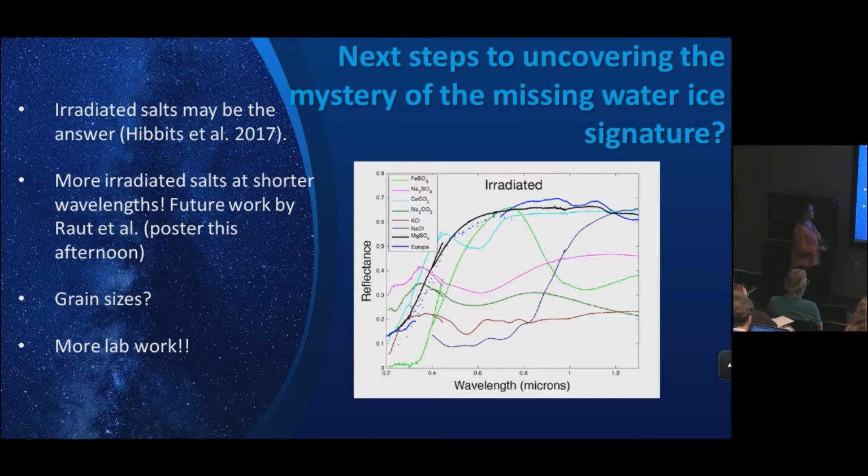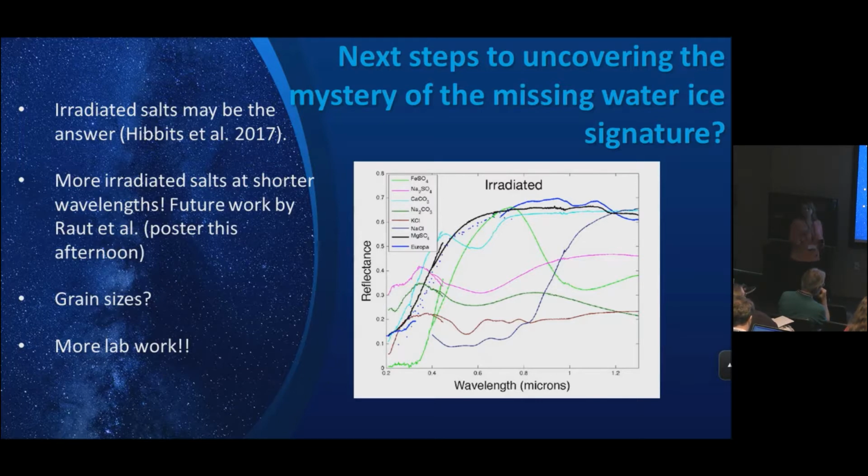Now, does that happen on all the hemispheres? How much radiation do you need? Can different radiations account for the different slopes that we do see between the leading and trailing and the anti-Jovian and sub-Jovian hemispheres? That's stuff that we should really look at. I think more irradiated salts, different salts, for example, some of the ones that were suggested in the previous talk, would help us really look at what's going on.